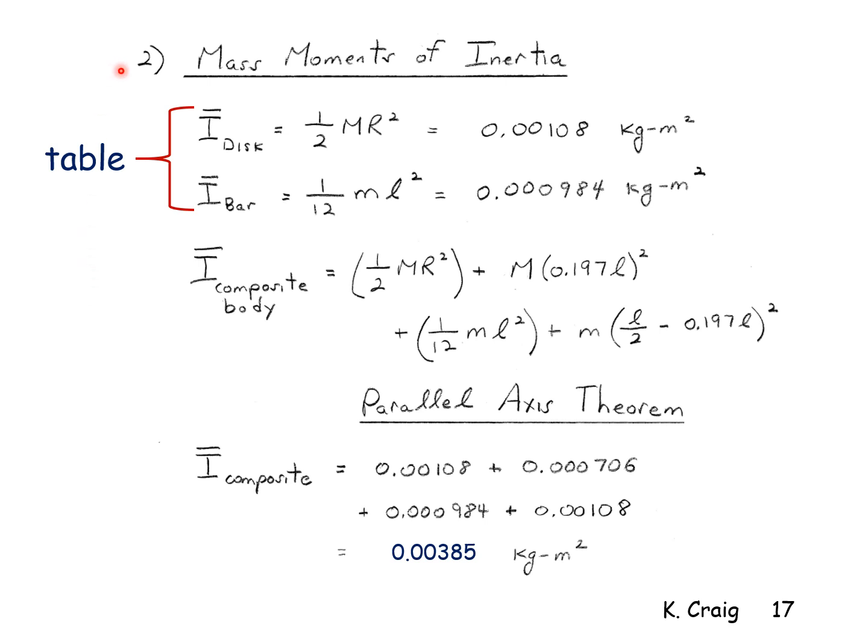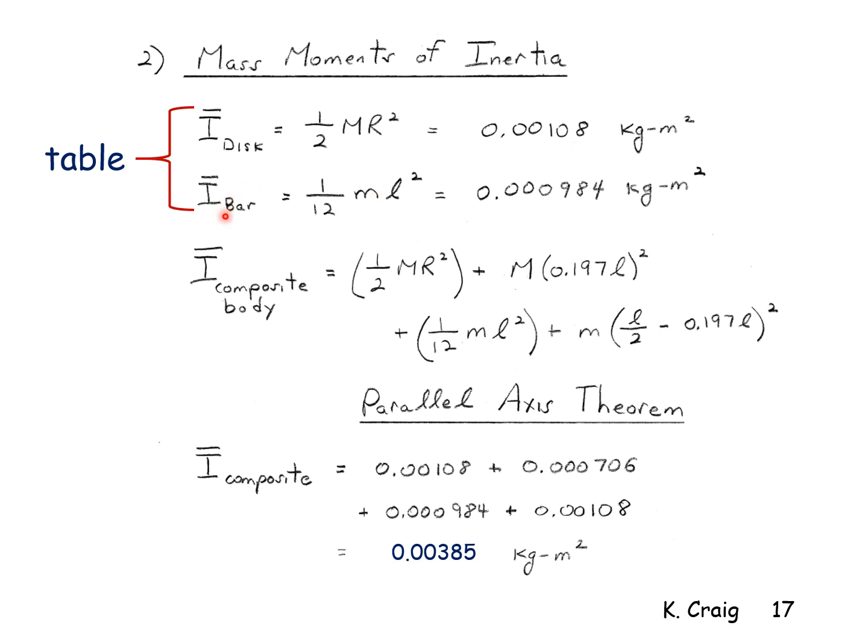Let's consider mass moments of inertia. For the disk, I'd like to know the mass moment of inertia of the disk with respect to its center of mass for an axis in the z direction. So it's a z-axis through the center of mass of the disk. If I look at a table, I can find for a homogeneous disk, that mass moment of inertia is given by 1/2 m, its mass, times its radius squared, which results in this number. The units are kilogram meter squared for mass moments of inertia.